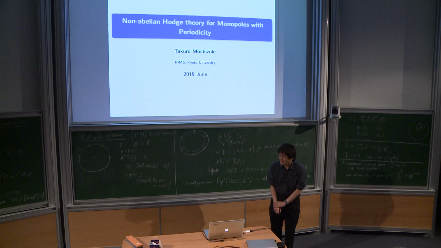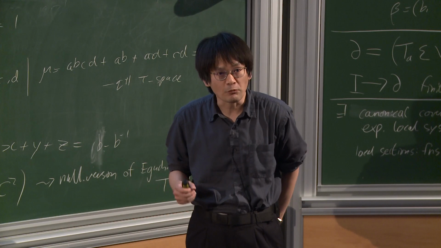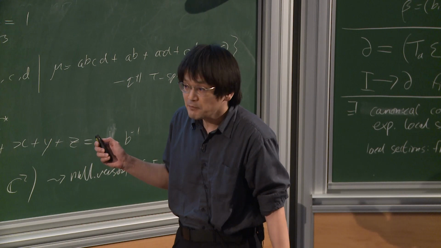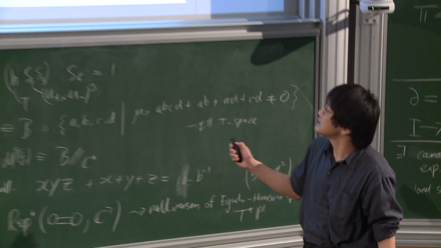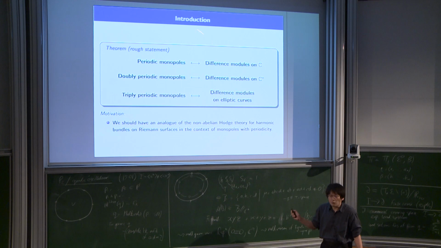So today I will talk about my study, or my attempt, of non-abelian Hodge theory in the context of monopoles with periodicity. Namely, I would like to explain that there exist equivalences between periodic monopoles and difference modules on C, equivalences between doubly periodic monopoles and difference modules on C star, and equivalences between triply periodic monopoles and difference modules on elliptic curves. I will explain more details on these objects later.